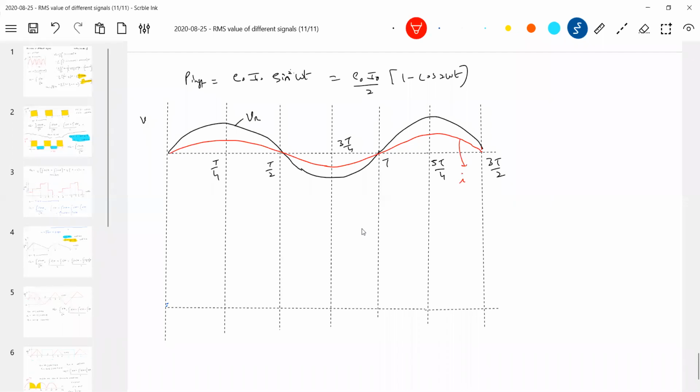Now we have to calculate the power. Now what is the maximum power? From this, what is the maximum value of power? E naught I naught. E naught I naught. This one. So let's go for the graph.